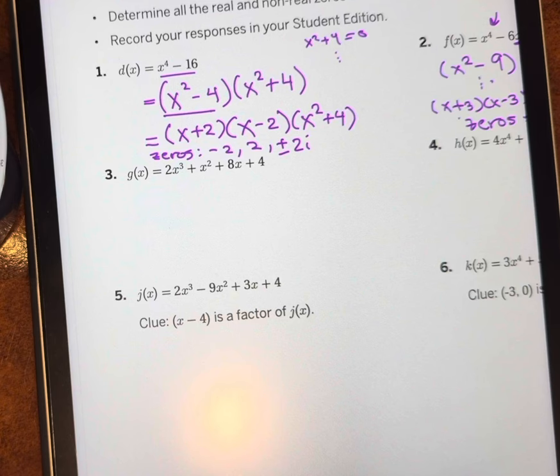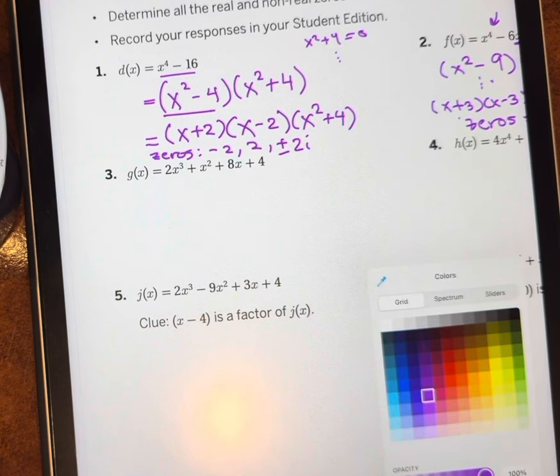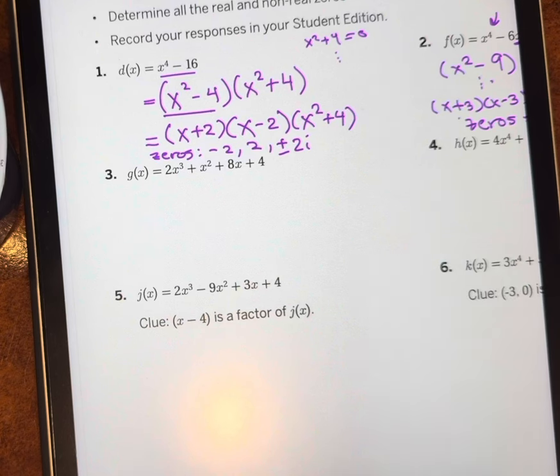I'm getting tired of this purple color. Should we go with a green? Let's look at this. This I'm going to factor, all right?